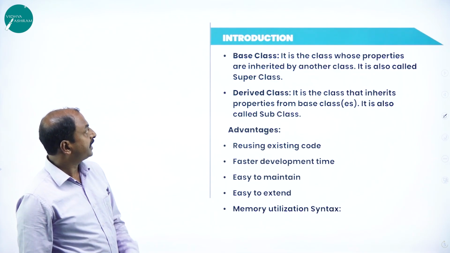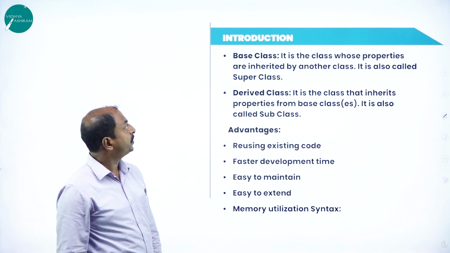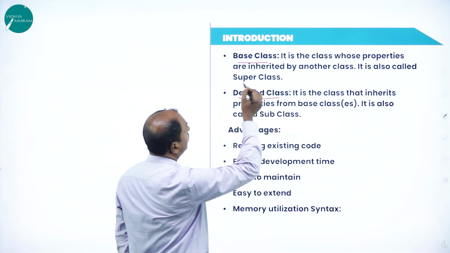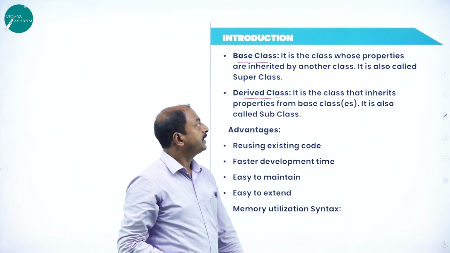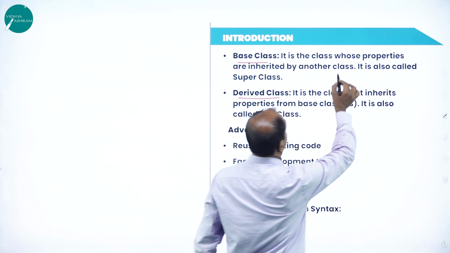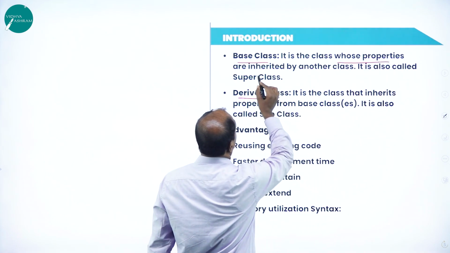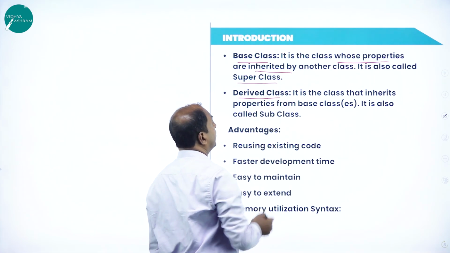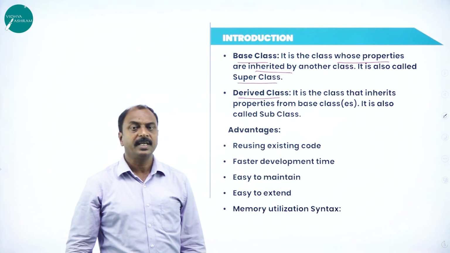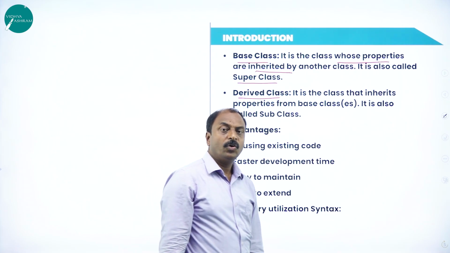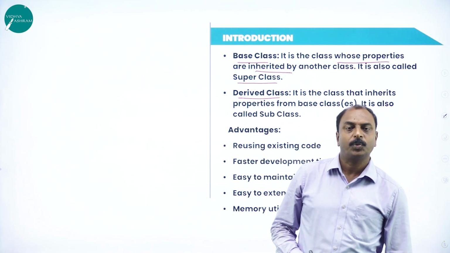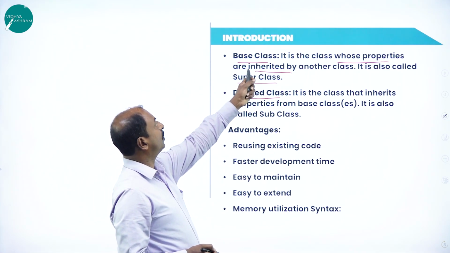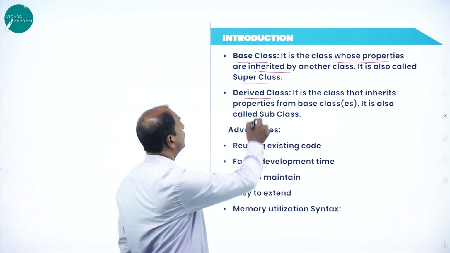Now let us move on to next slide, and here let us see the definition of base class and derived class. So what is a base class? It is a class whose properties are inherited by another class. It is also called as superclass. Base class is the class from which the properties are inherited to some other class. So this is called base class and also called as superclass.